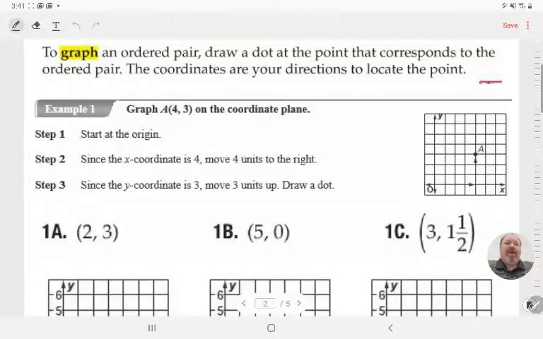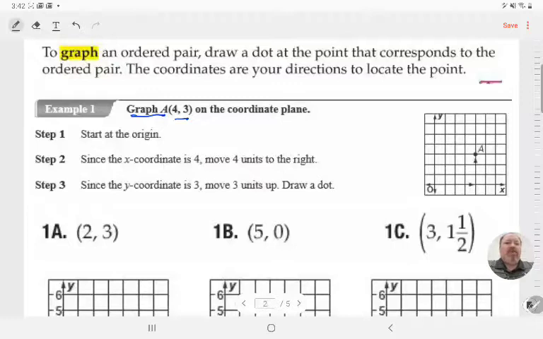All right, to graph an ordered pair, you draw a dot at the point that corresponds to the ordered pair. The coordinates are your directions to locate the point. So for example, it says to graph A, and A is at the coordinate (4, 3). And we're to do that on the coordinate plane.